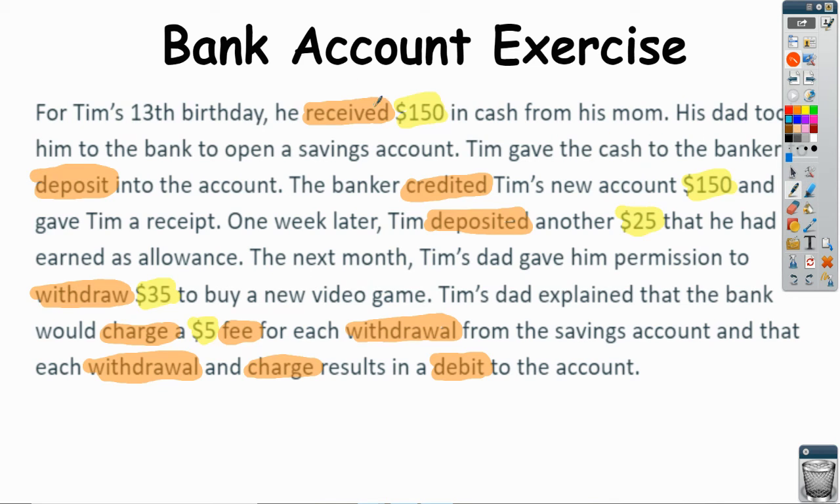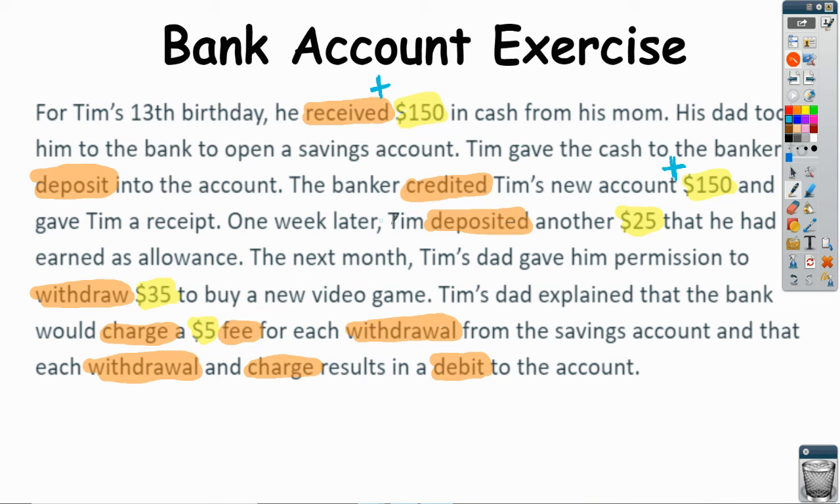So if Tim received $150, is that a positive or negative 150? Well, receiving is a positive word, so that must mean he received it, or he got it, or he added to his bank account, his bank balance, the amount of money he had. Next, he took it to the bank and the banker credited it to his bank account. Well, a credit is also a positive amount, so this is going to be a positive credit to his bank account.